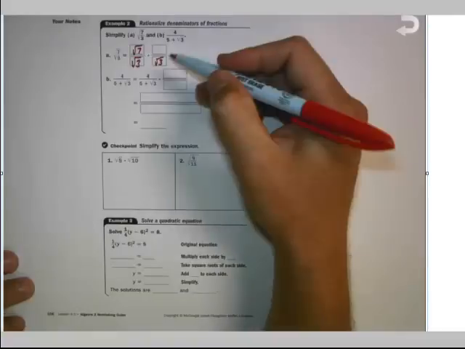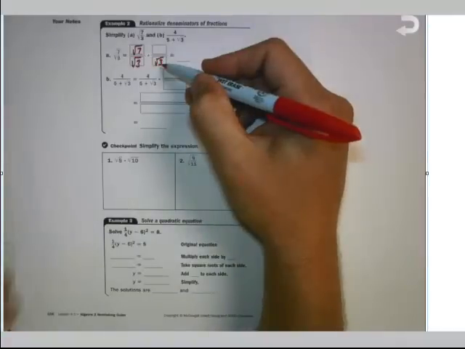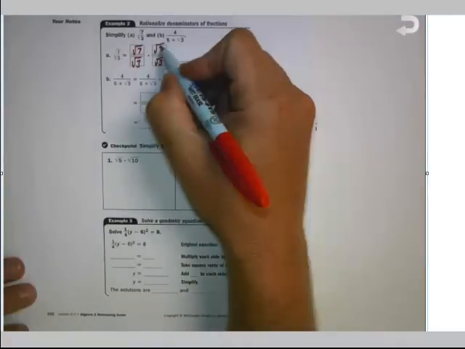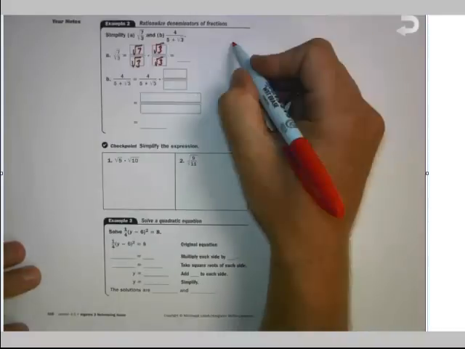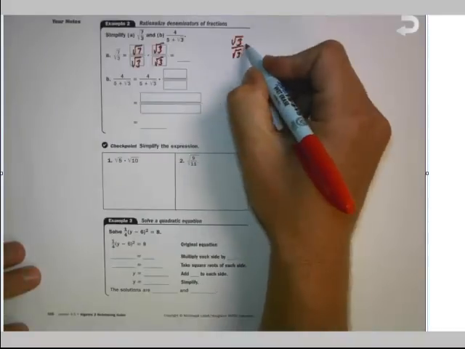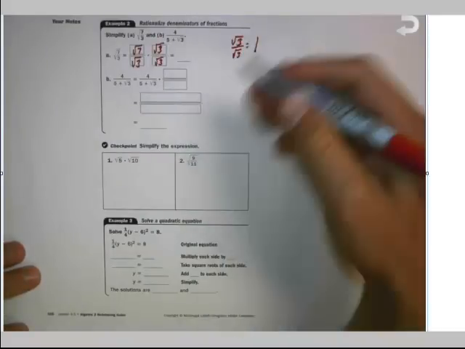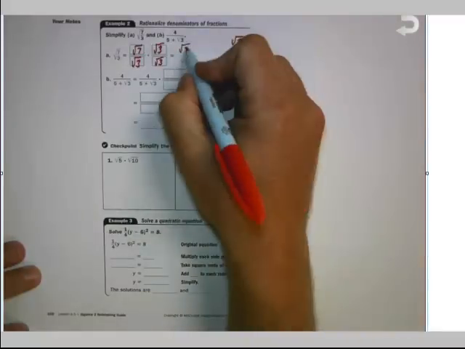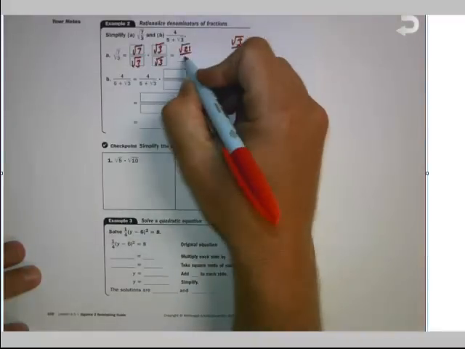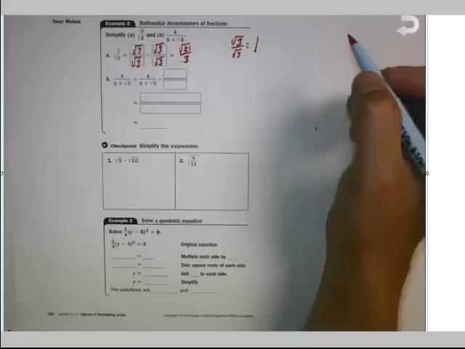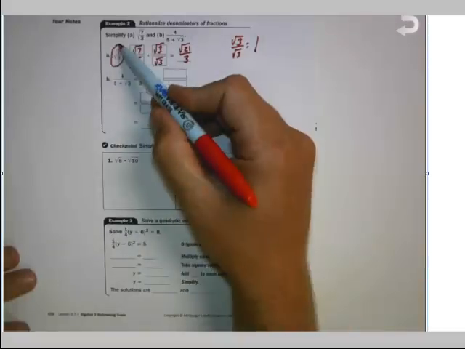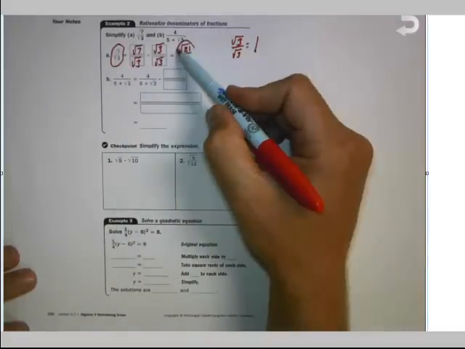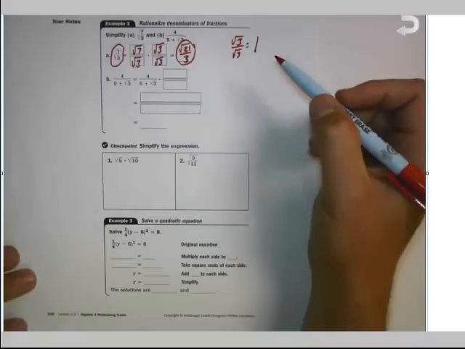But if I multiply this bottom by the square root of 3, it will change the value. So I'm going to multiply the top by the square root of 3 also. Because the square root of 3 divided by the square root of 3, it just equals 1. I'm just changing what it looks like. I'm not really changing the value at all. Here I end up with the square root of 21 over 3. If you put this into your calculator and look at the decimal, and this in your calculator and look at the decimal, you'll notice they're the same thing.